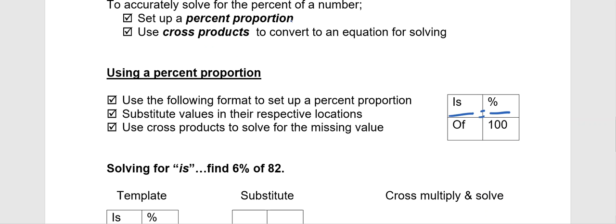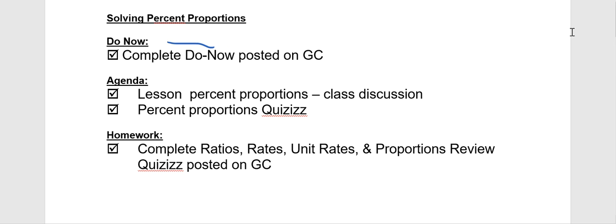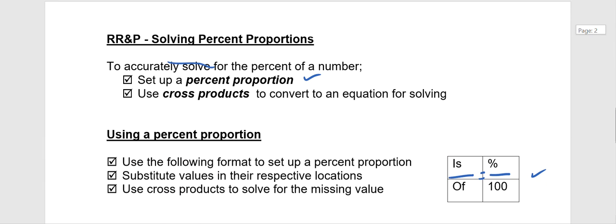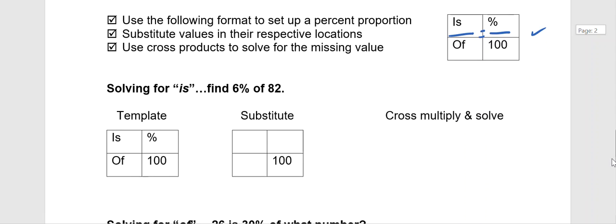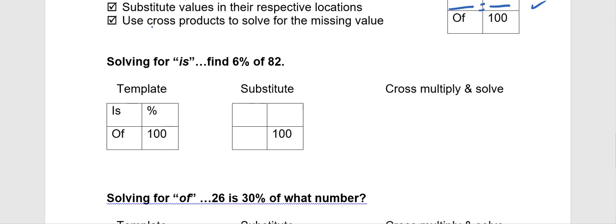We can first of all set up the percent proportion. That will be using this template down here. And by the way, there are other methods that we can use. This is just my preferred method. But being that it is a proportion, we can then use cross products to go ahead and cross multiply to create an equation to ultimately solve. So with that being said, let's quickly go through and introduce you to the template.